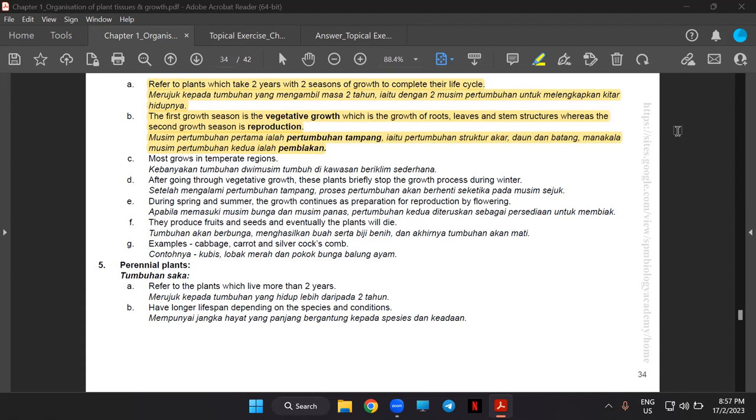Kalau perlu, saya akan tunjukkan skema jawapan. Kalau perlu, baru saya akan tunjukkan skema jawapan dia.